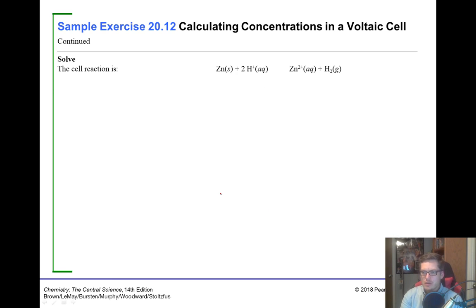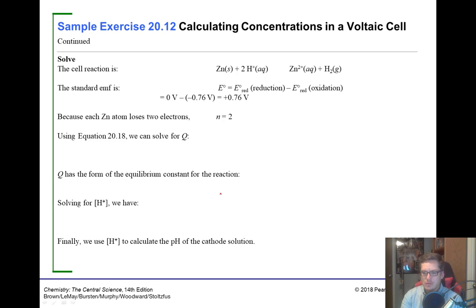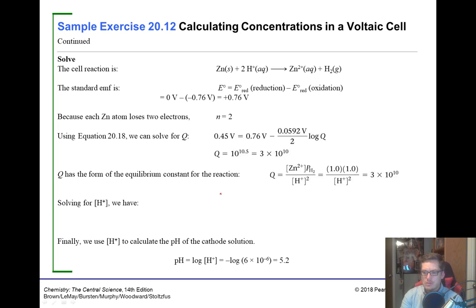All right, so let's walk through what they do here. Keep going so we get all of the little bits and bobs. It says the cell reaction is this. They've taken your two half reactions and written the overall equation. The first step is you have to find your standard E cell.